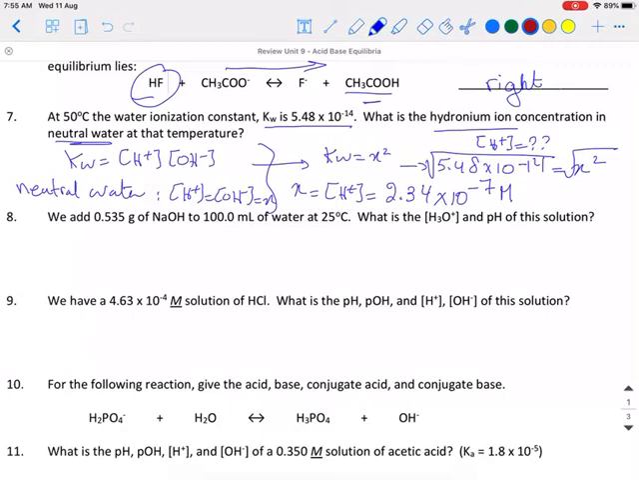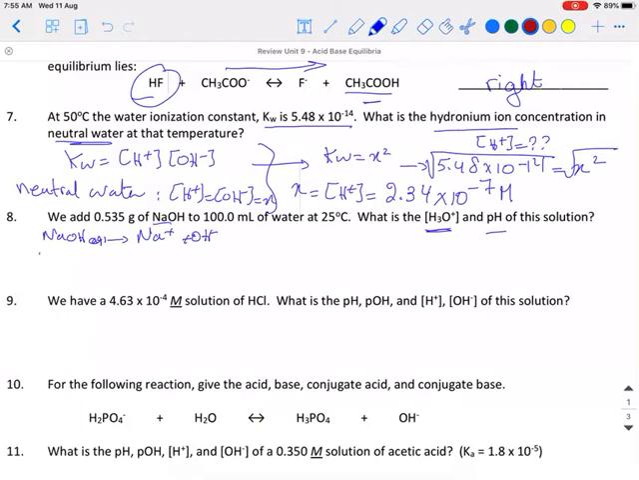We add 0.535 gram of NaOH to 100 milliliter of water. What is the H3O plus hydronium ion concentration and pH of this solution? Okay, when we add NaOH, we know that NaOH is a strong base that dissociates completely. So that will be Na plus and OH minus.